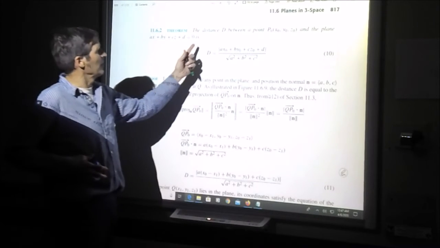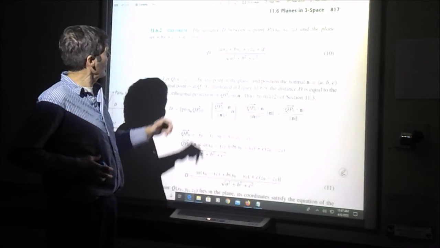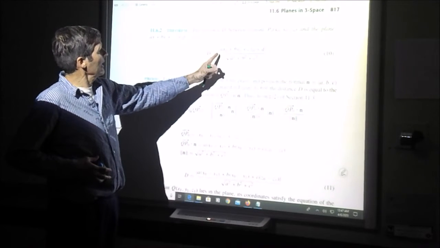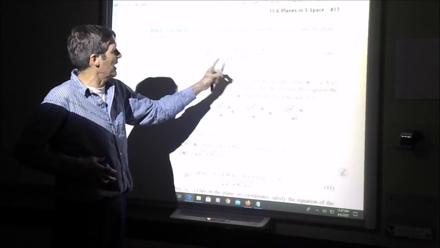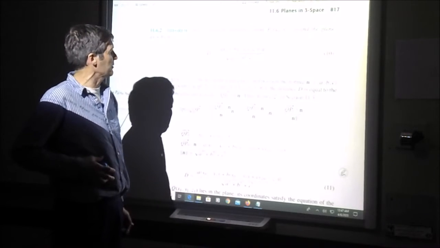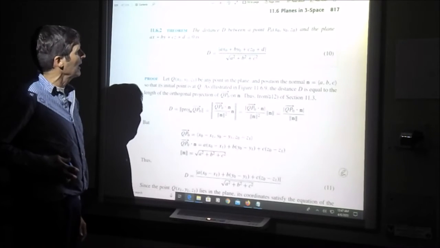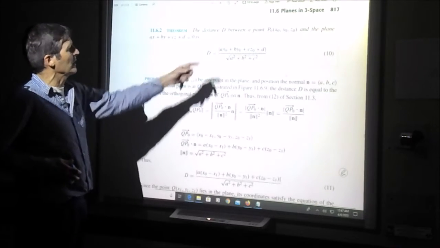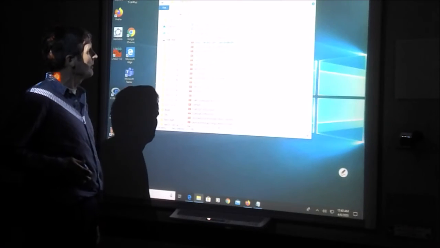Distance between a point and a plane. Here's a nice theorem. It's the absolute value of ax0 plus by0 plus cz0 plus d divided by the square root of a squared plus b squared plus c squared, and that is the distance from a point to a plane. How can you derive that one? This is kind of hard to memorize. An alternative is to instead do this.